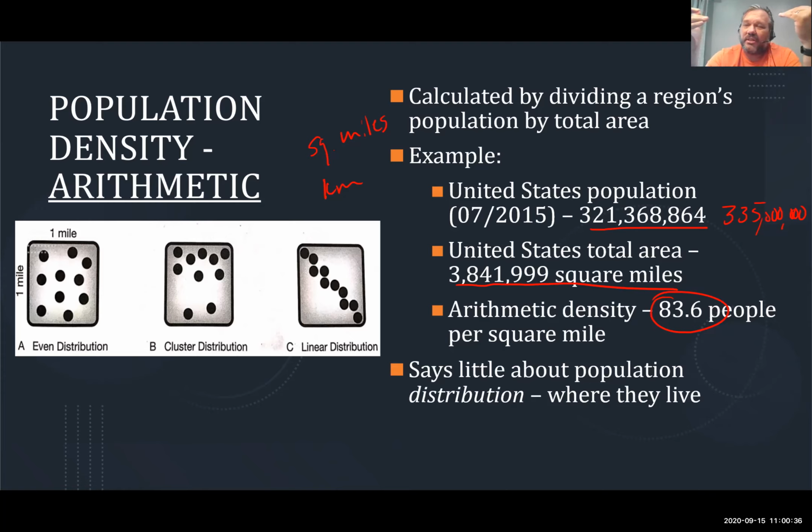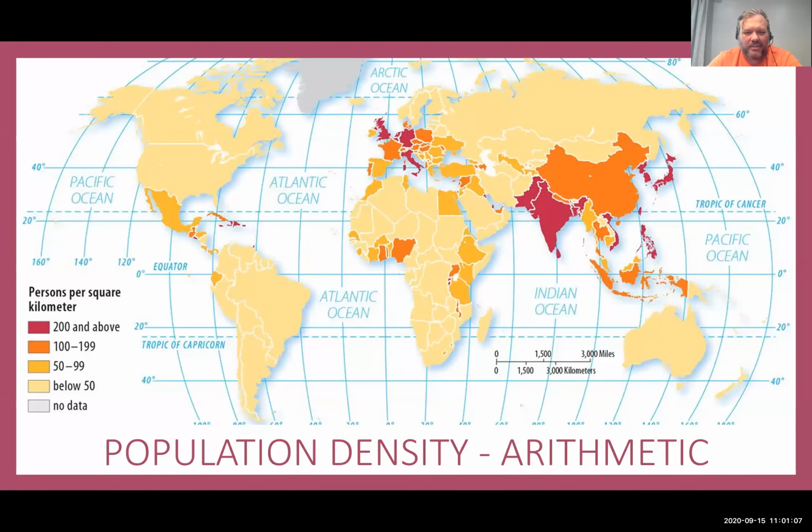That is an interesting number in one respect, but it doesn't tell us a whole lot, because if you remember back to the beginning of the video, when we looked at the US, like 80% lived east of the Mississippi. And so here's the idea. The arithmetic density is an interesting number, but it doesn't tell us anything about where people are living. It doesn't tell us any kind of distribution. Is it evenly distributed, clustered, or is it some kind of linear pattern? And so we don't know that from this number. All right, and that's the weakness of arithmetic density.